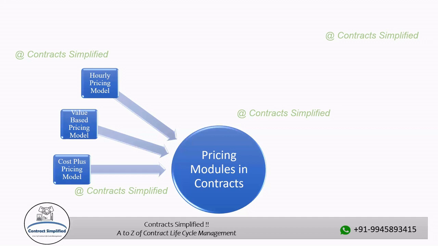Example: if your rate is rupees 100 per hour and it takes you 100 hours to complete a project, then you can walk away with rupees 10,000.